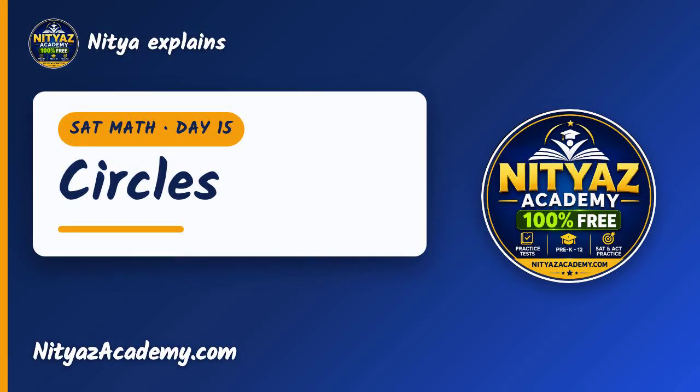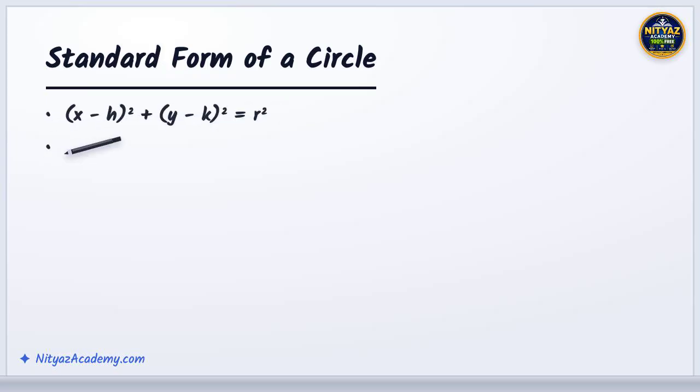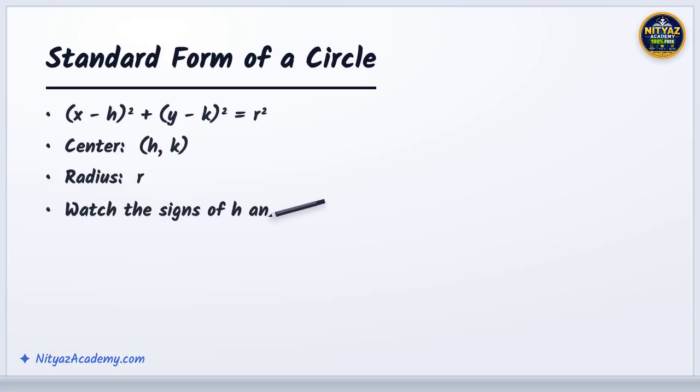Let's learn circles together, step by step. Every circle on the SAT comes from one equation. (x − h)² + (y − k)² = r². The center sits at the point (h, k), and r is the radius.